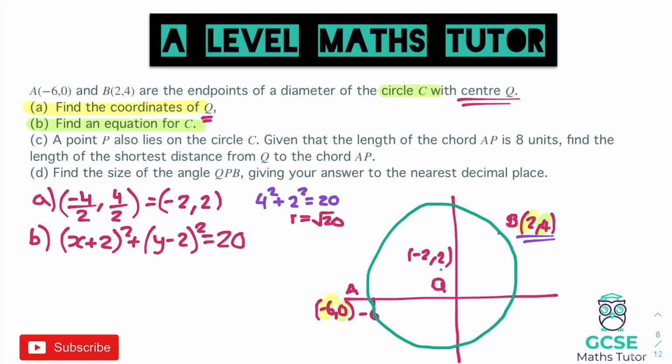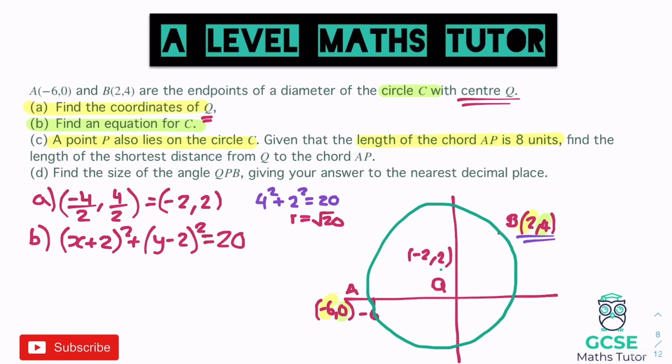So it says a point P lies on the circle, and the length of the chord AP is 8 units. Now this is quite an interesting little part of this question, but let's have a look. It doesn't really matter where we put this point, it just says that it's 8 units away. We know the radius is the square root of 20, which is somewhere between 4 and 5, so 8 units is going to be longer than the radius.